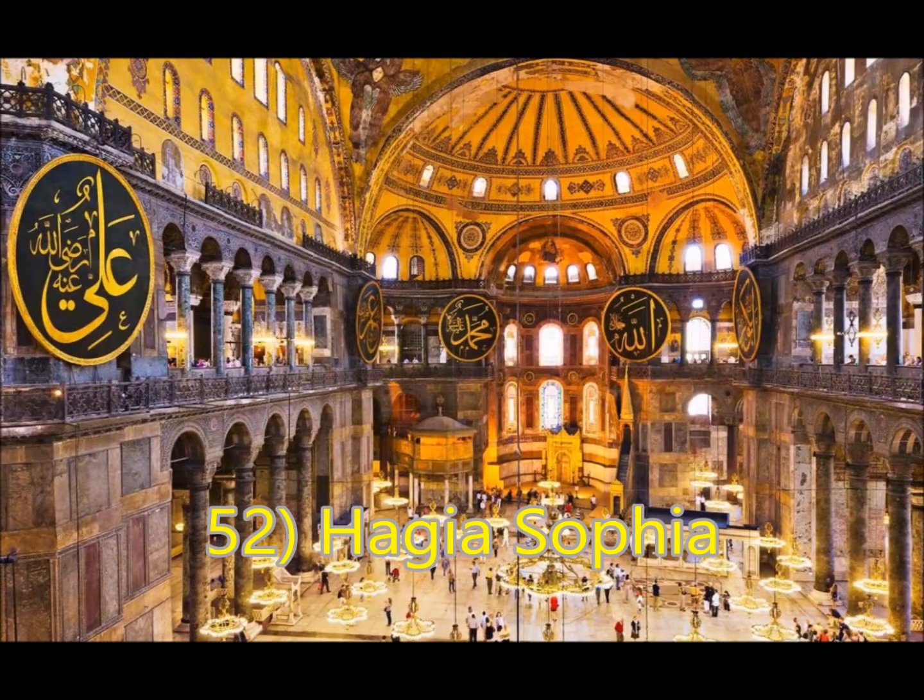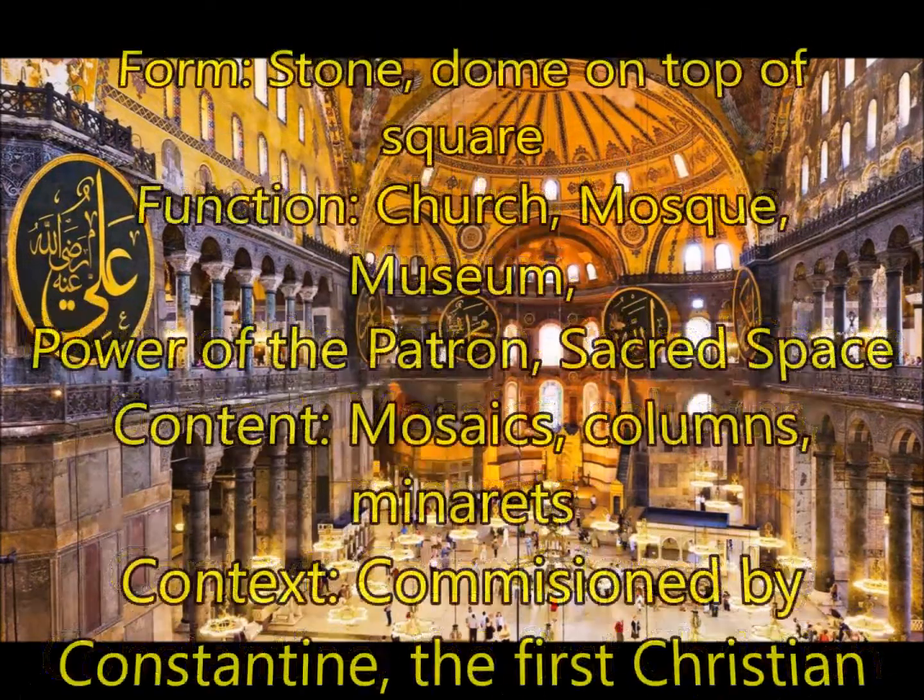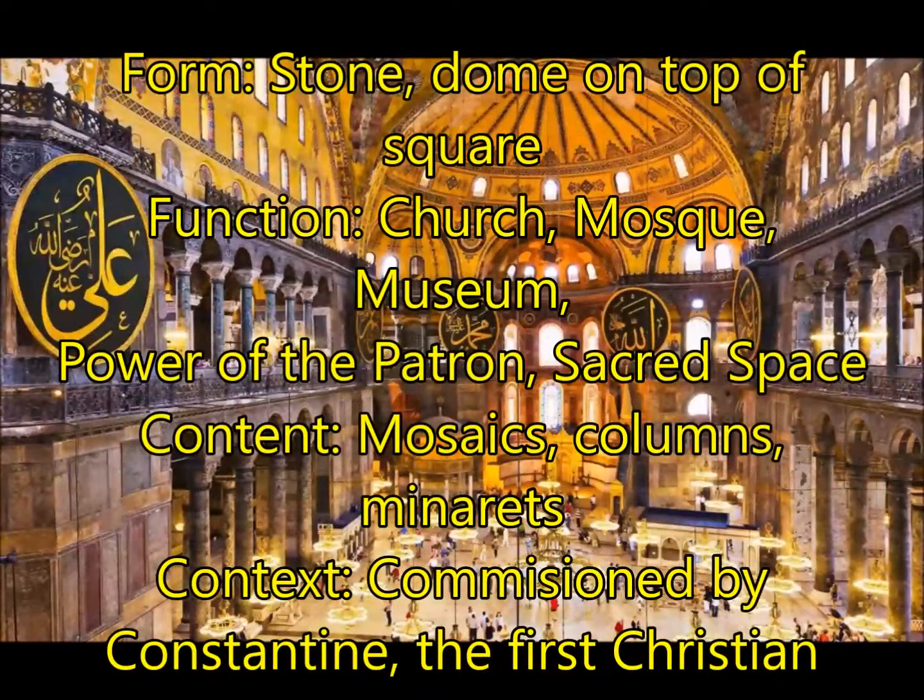So speaking of political enhancement by religious power, we have Hagia Sophia up next. For form, this is a stone building, but it is a dome built on top of a square, which is one of the very easy ways to recognize it, especially in an architectural plan. For function, it was originally built as a Christian church by Constantine, who commissioned it after he had a vision and converted the entire Roman Empire to Christianity solely by himself.